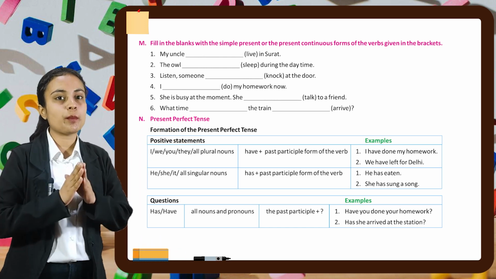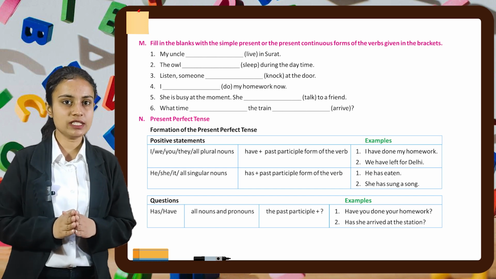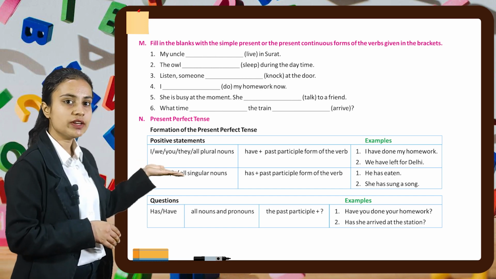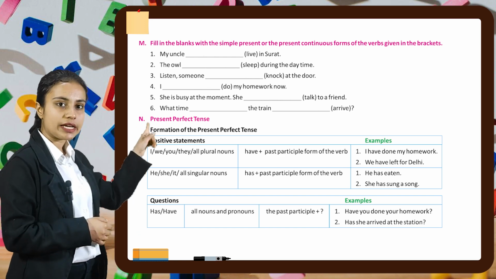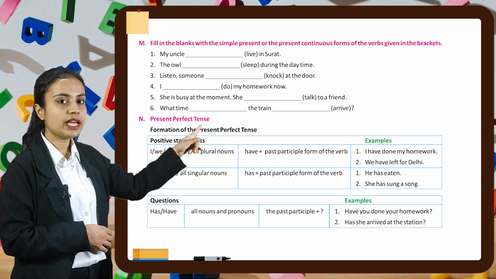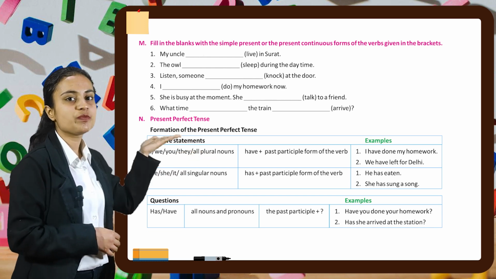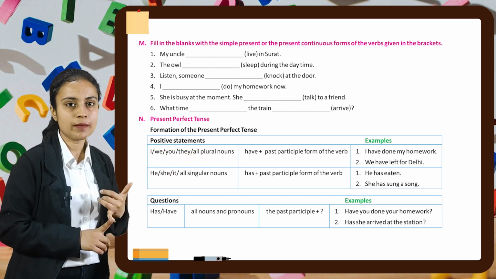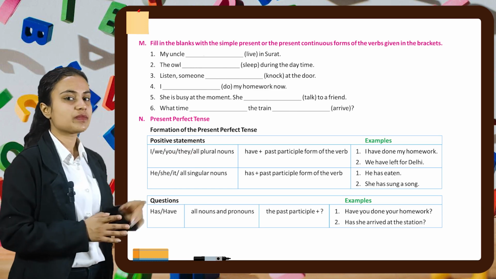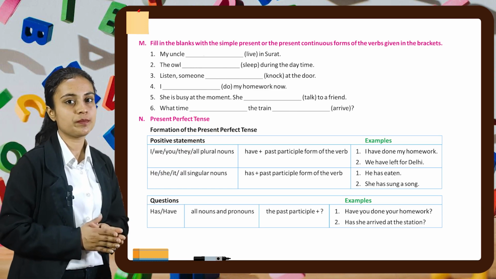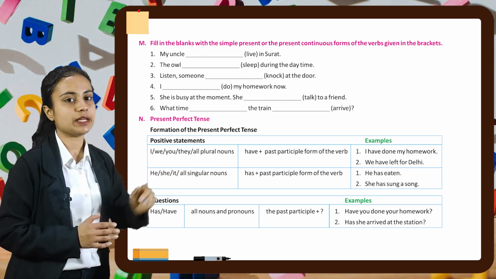First, let's start with the formation of present perfect tense. Here you can see a table is given. So for forming a positive statement, we start with I, we, you, they or all plural forms. With that, we can use have plus past participle form of the verb. For example, I have done my homework. We have left for Delhi.